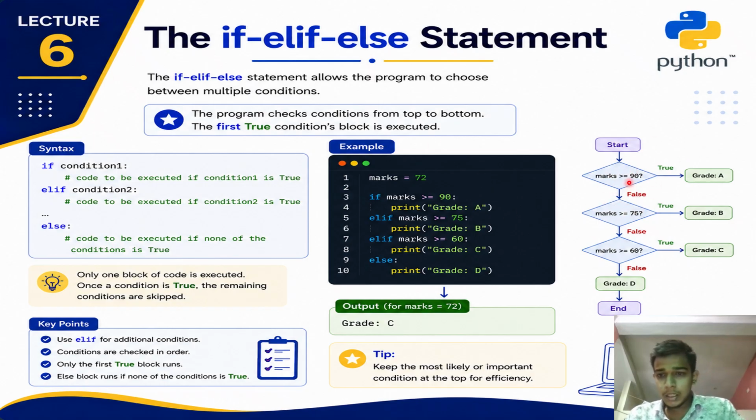Here you can see that if marks were greater than or equal to 90, grade A will be printed. If marks were greater than or equal to 75, grade B will be printed. And you can see the whole chart. Now that we have learned how to work with multiple conditions, let's move on to the next topic and understand the nested if statement, where an if statement is placed inside another if statement. Hope this slide is clear to you.